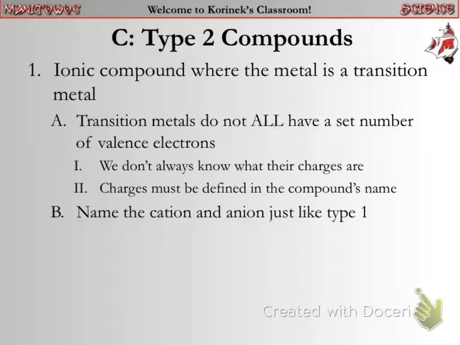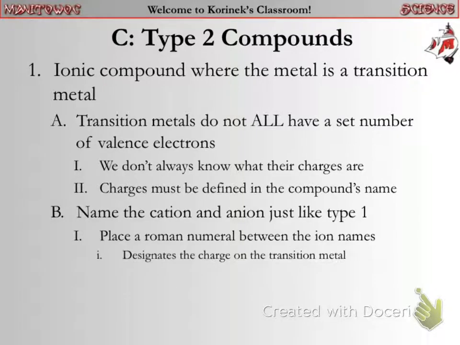So to do this, we always want to name the cation and anion just like type 1. So like iron chloride, for example, FeCl2 would just be iron chloride. But then we have to place a Roman numeral in between the ion names to specify the charge on the metal itself.